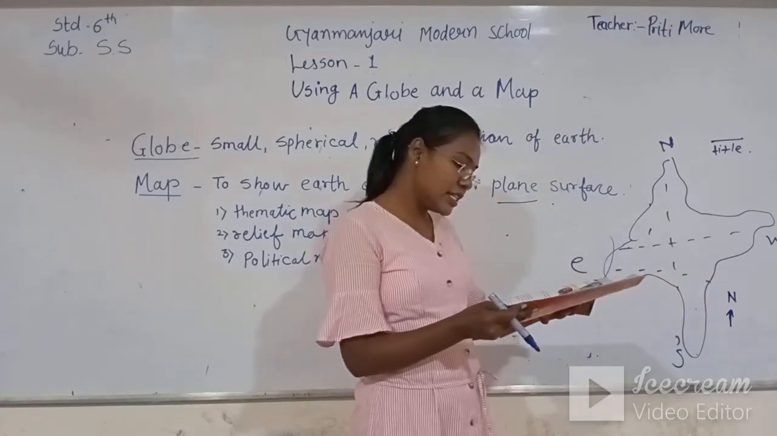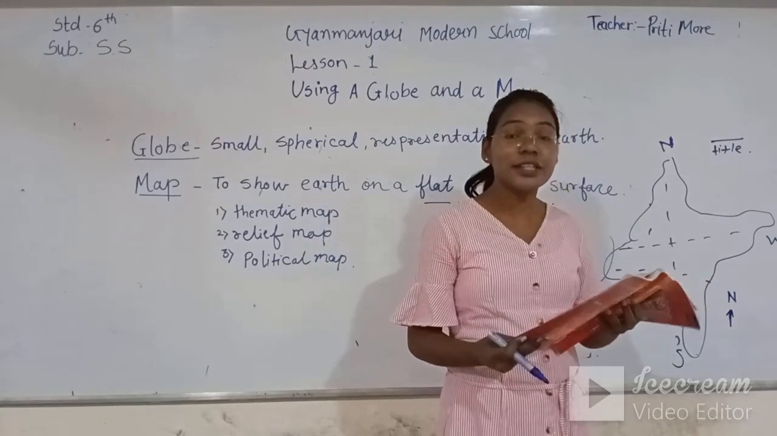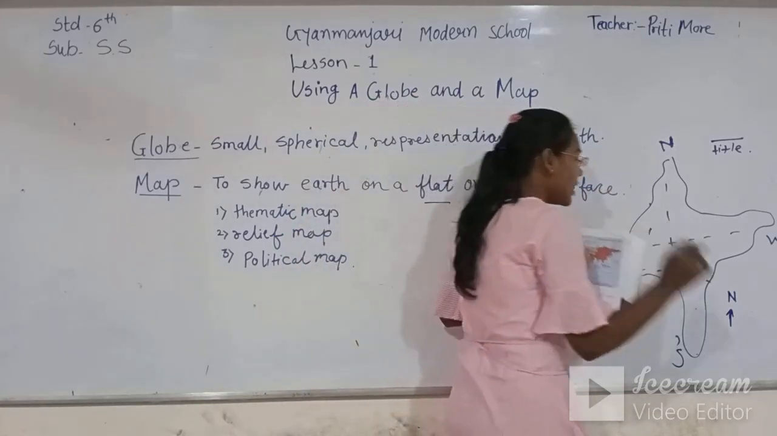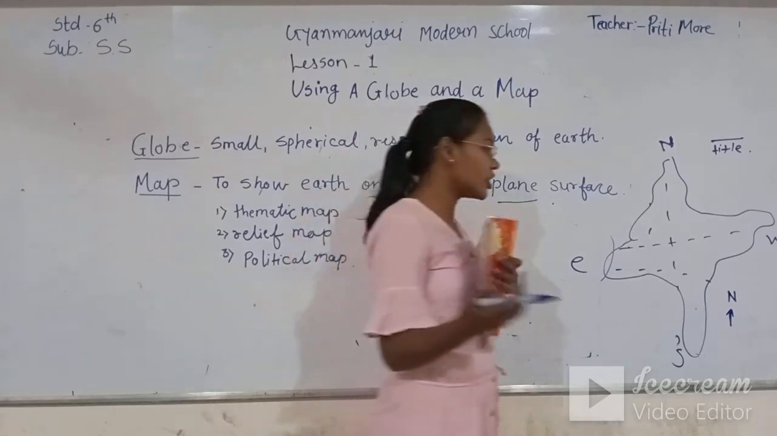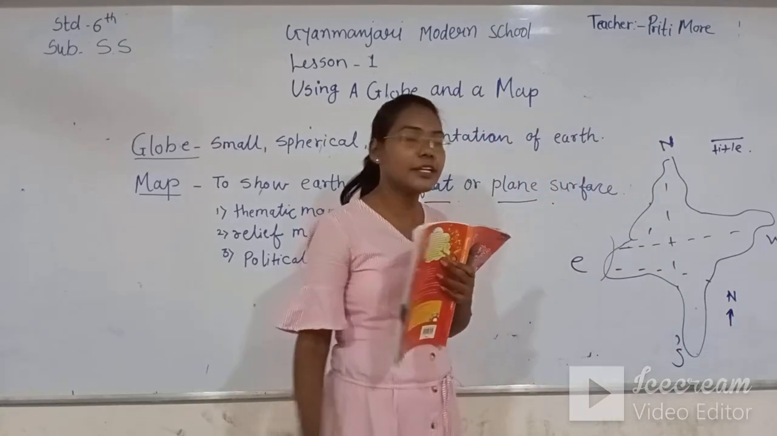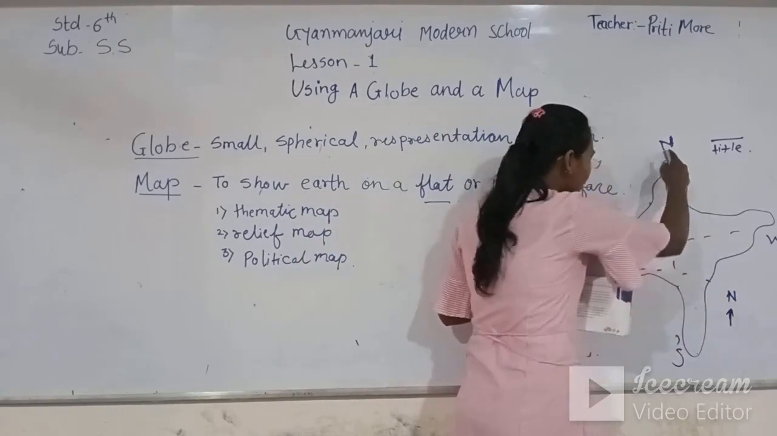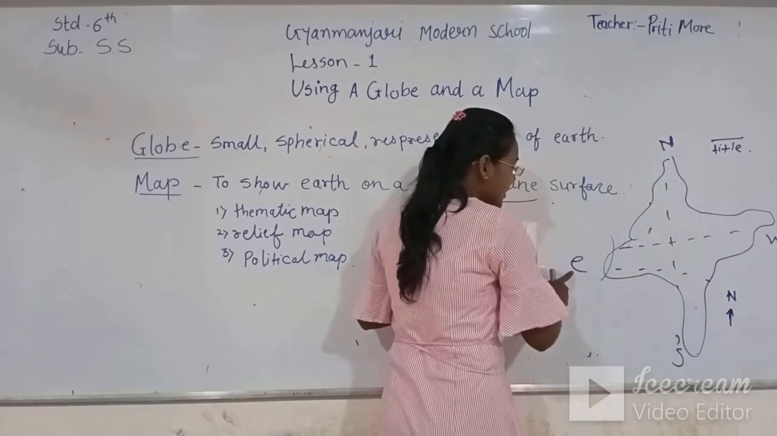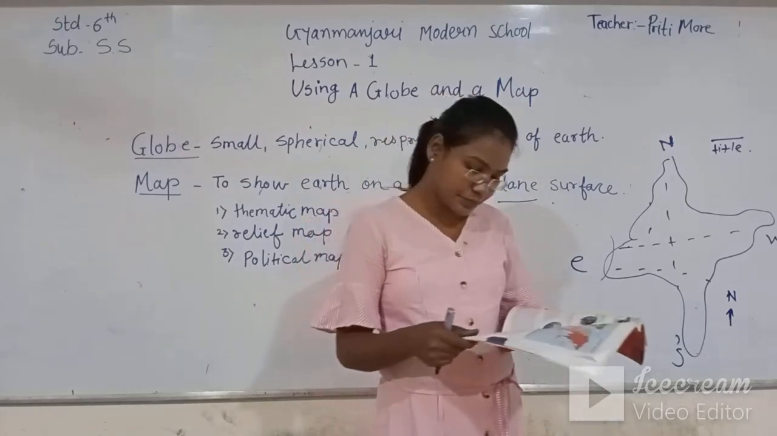East, west, north and south are the four important cardinal directions. In each and every map, direction is very important, to know which place is in which direction. That's why one arrow with N is there for the north side. With the help of the north side, we can identify which one is the west side, which one is the east side and which one is the south side.